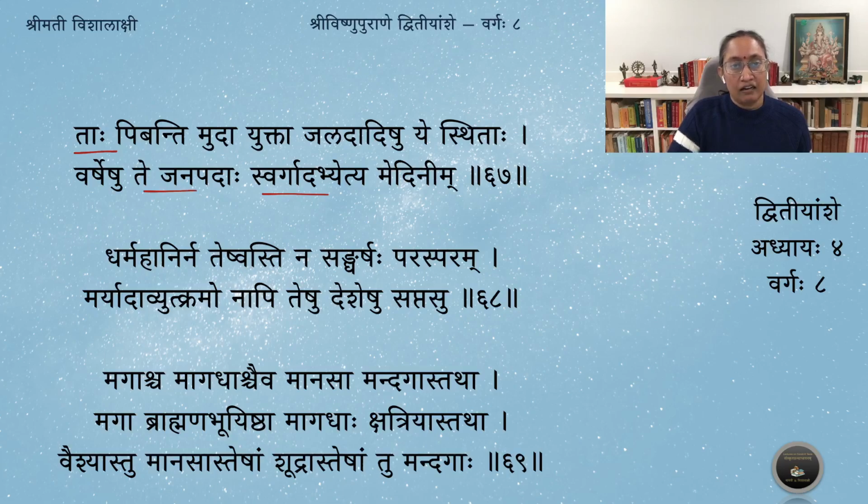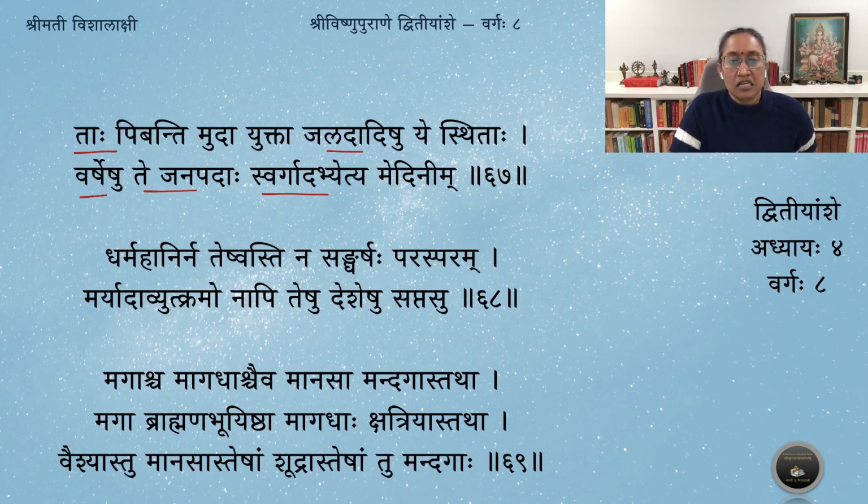ते जनपदाः जलदादिषु वर्षेषु ये स्थिताः, they come and stay in this Jalada, etc. Jalada is the name of one of the Varshas in this Shakadvipa. When he said the names of 7 sons of one of the Ishvara, then you have 7 different Varshas named according to the names of the sons. So it started from Jalada, etc. They stayed in those regions, and Muda Yuktaha, being very happy, Taha Pibanti, they drank water from these rivers which were flowing in these regions.